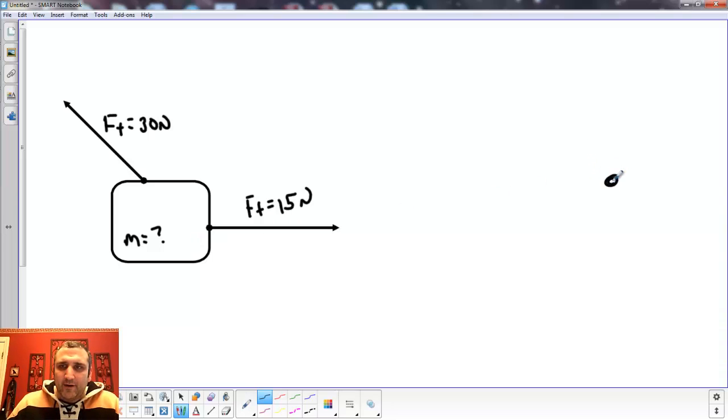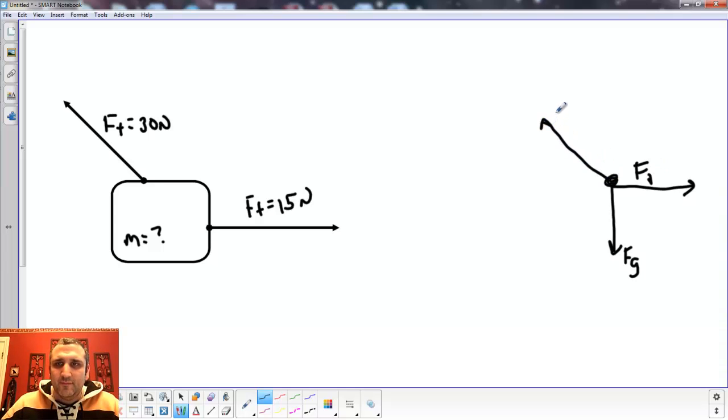So let's draw our free body diagram. We're dealing with tensions and no surfaces, so there's no normal force. So we're just dealing with gravity going down. We're dealing with the tension going that way. We're dealing with another tension going that way. We know this guy is 30 newtons. We know this guy is 15 newtons. So we need to figure out gravity, which will let us get the mass.